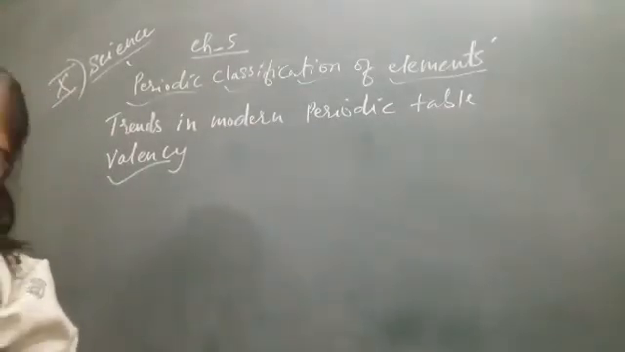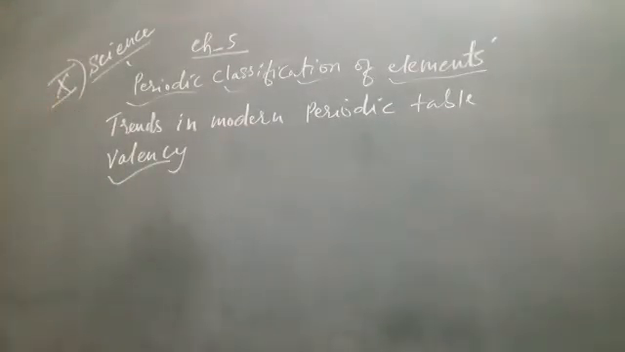Good morning students. Now let us continue chapter number 5, periodic classification of elements. On page number 88, trends in the modern periodic table. First we discuss the valency.